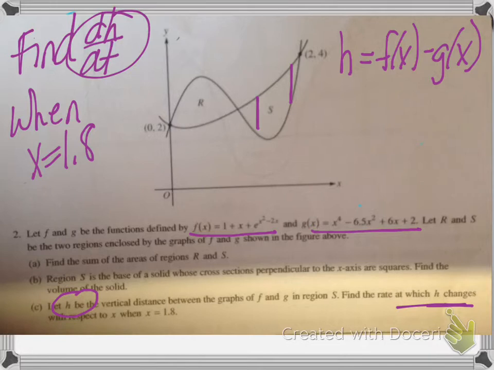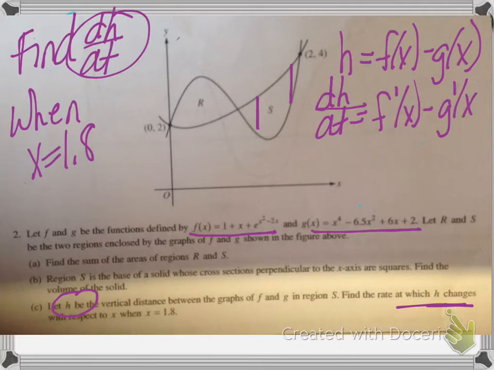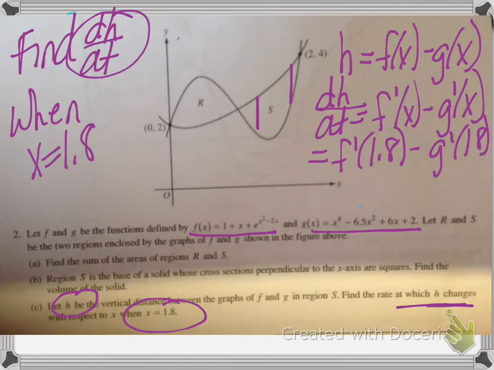Now we're going to take the derivative. The derivative of h is dh over dt. The derivative of f of x is just f prime of x, and the derivative of g of x is just g prime of x. Now we need to figure out what happens when x is 1.8. So we're going to have f prime of 1.8 minus g prime of 1.8. You're going to use your calculator for this one.